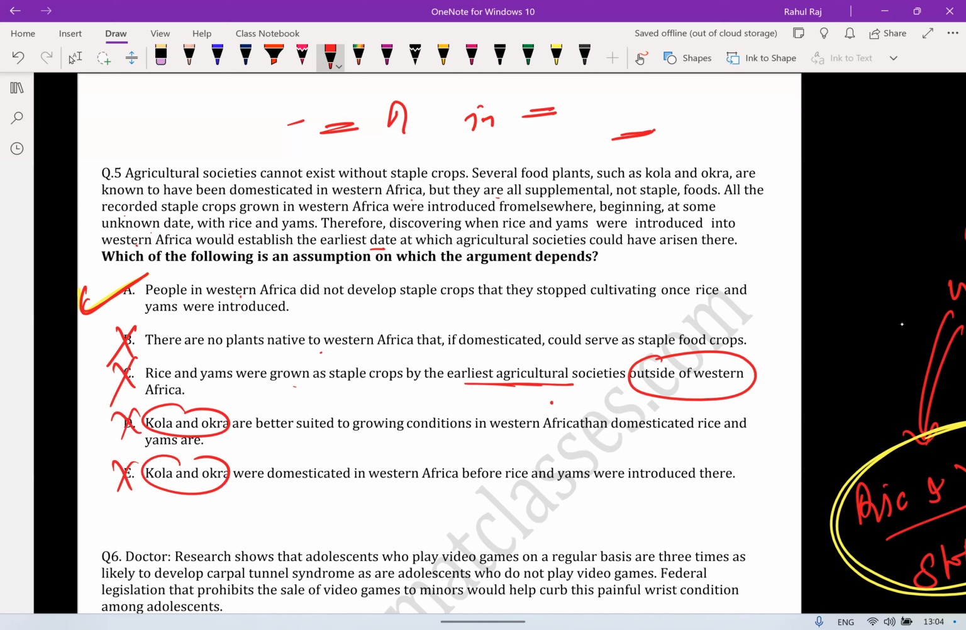They have very clearly told you kola and okra are supplemental. See here. All this recorded staple fruit. Several plants such as kola and okra. But they are all supplemental. They are not staple at all. So we are not discussing this. Minal, is this right?